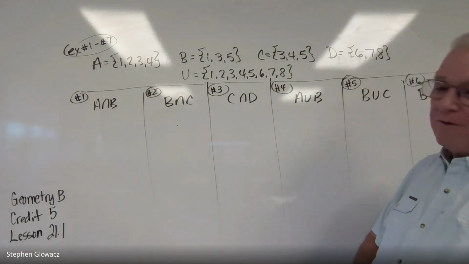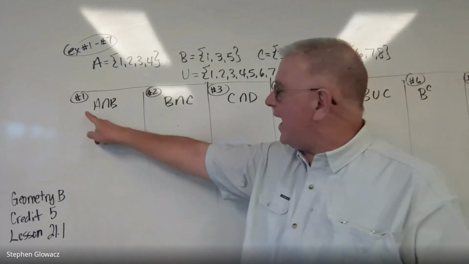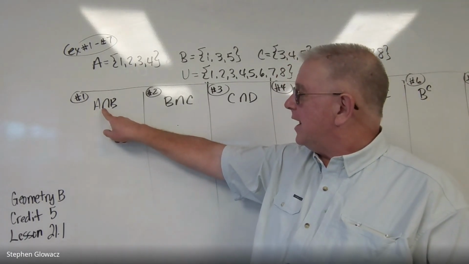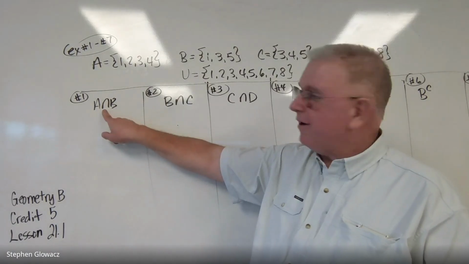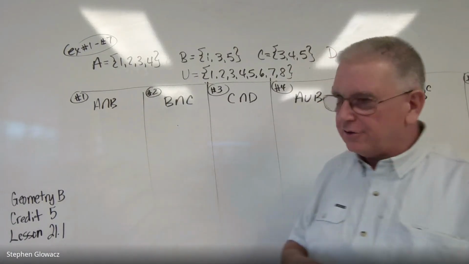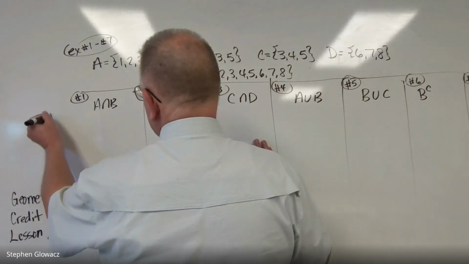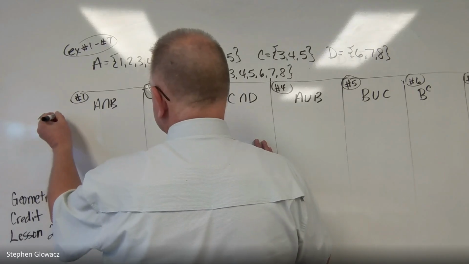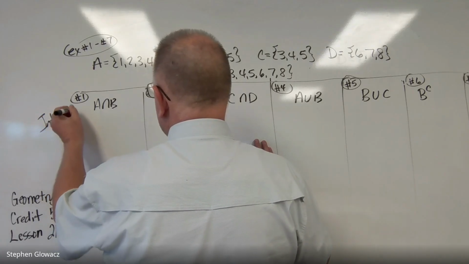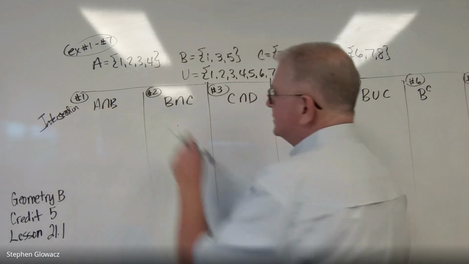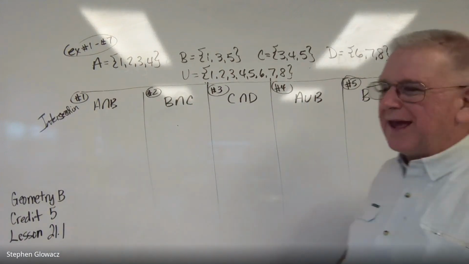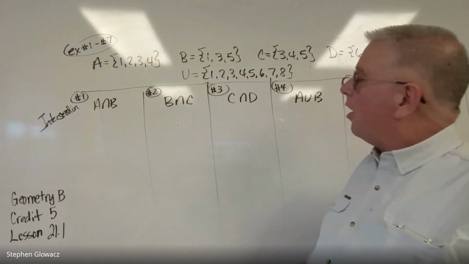So our example for number 1, we have A, and we have what looks like an upside down U there. That's the symbol for intersection. And intersection means what numbers are in both sets. So A intersected B means what numbers, what elements, if you will, are in both sets.